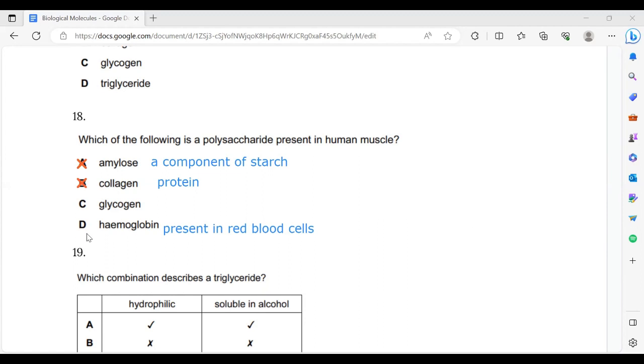Hemoglobin is present in red blood cells because its function is to carry oxygen. So that is also not our option, and we are left with glycogen, and that's our correct answer because glycogen is an energy store. It's similar to starch, but it's only present in animals. So that's our correct answer.